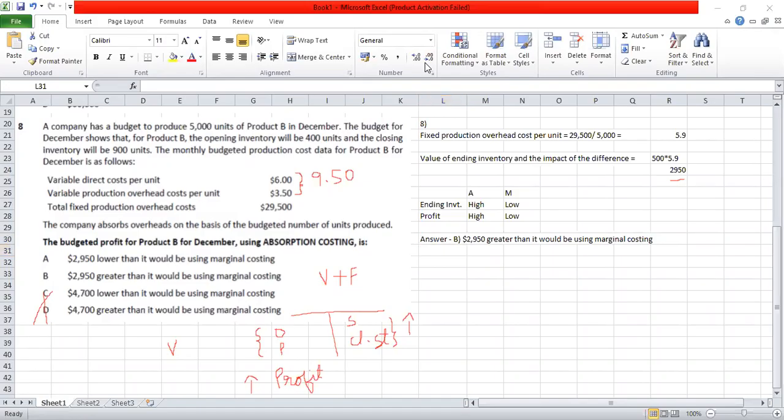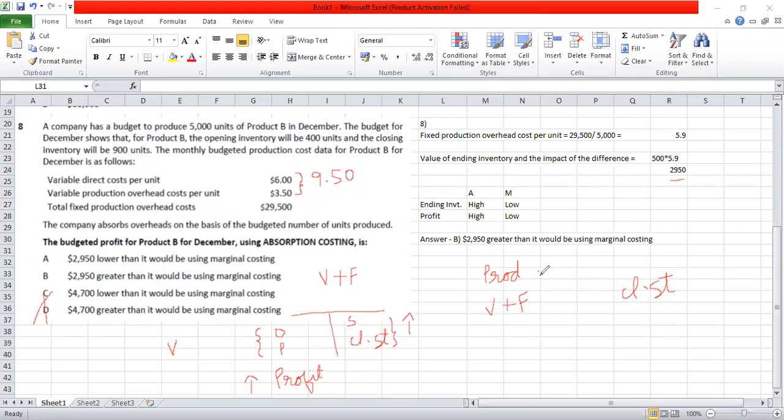The difference between these two techniques is in the treatment of fixed cost. The production cost incurred will have both a variable component and a fixed component. So variable plus fixed would be incurred. Out of the produced units, if a portion of the units are not sold, which is closing stock, absorption costing charges these costs proportionately.